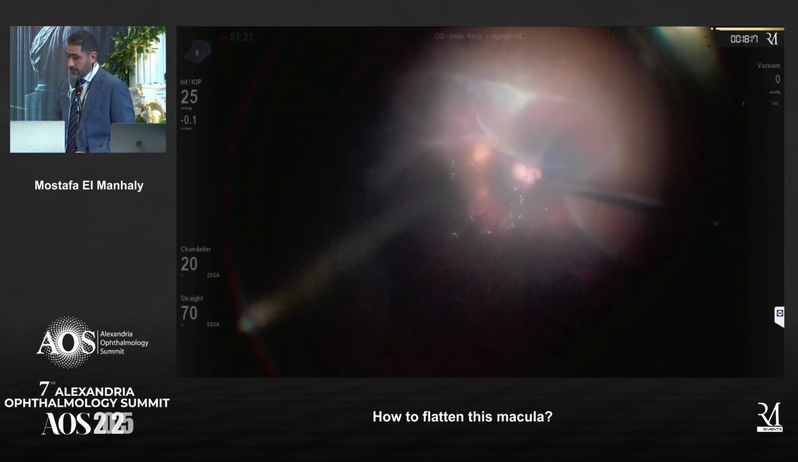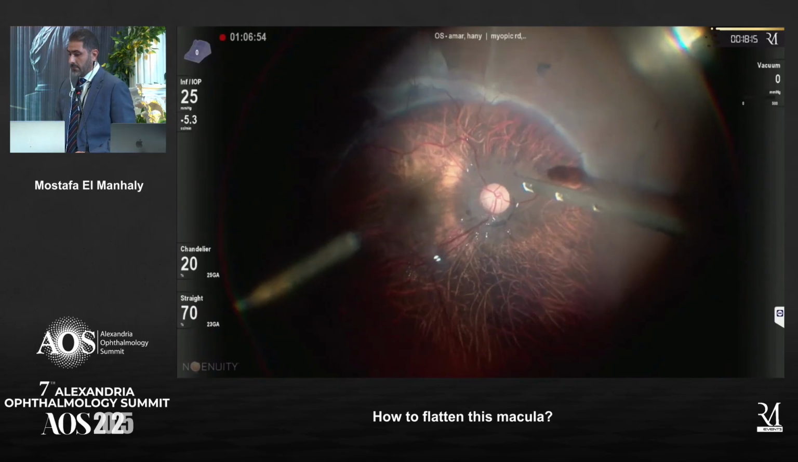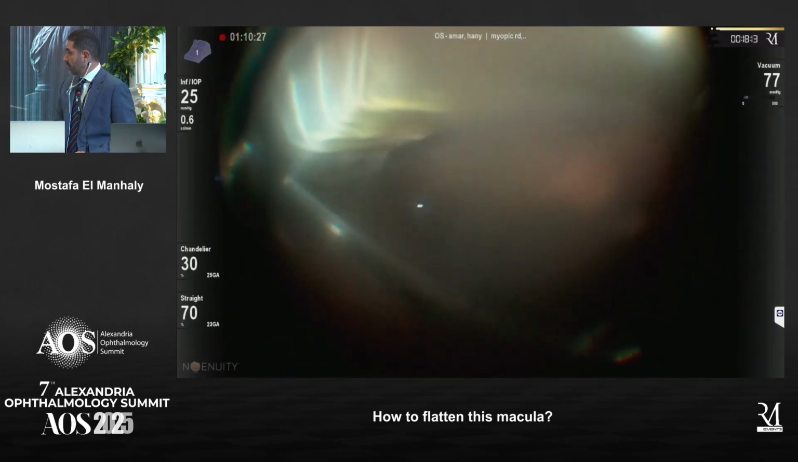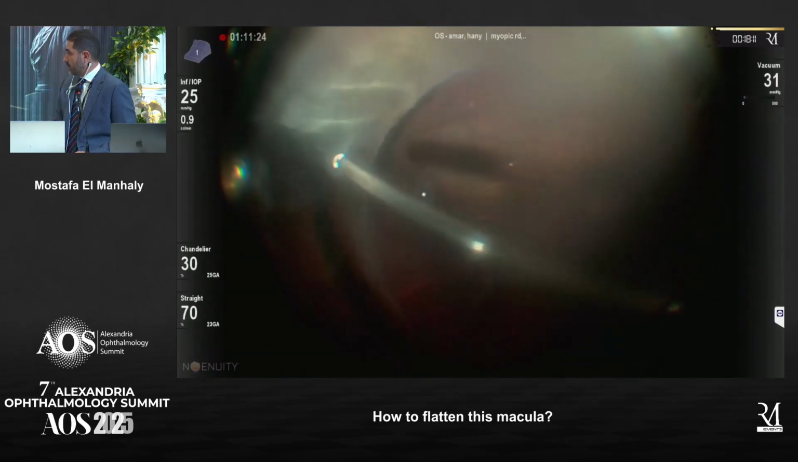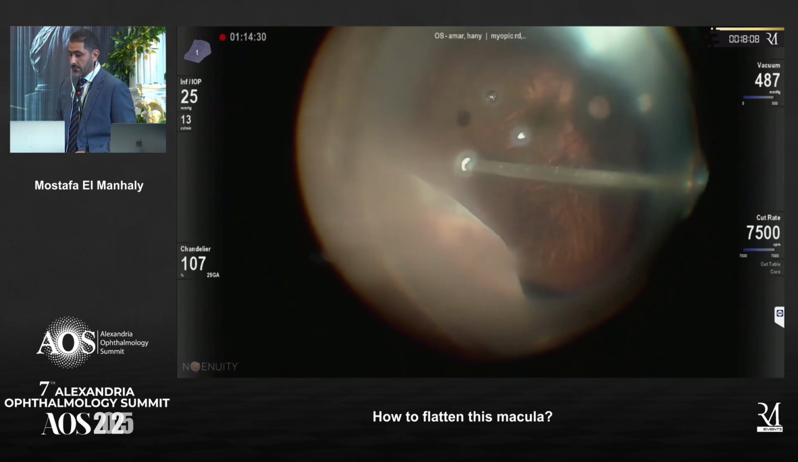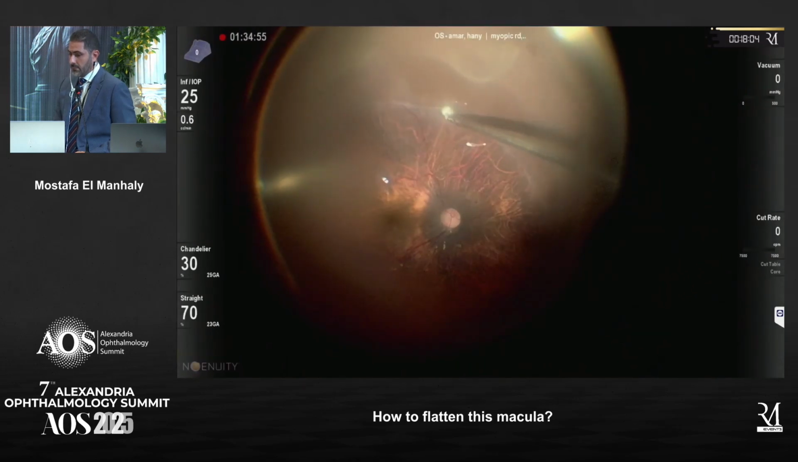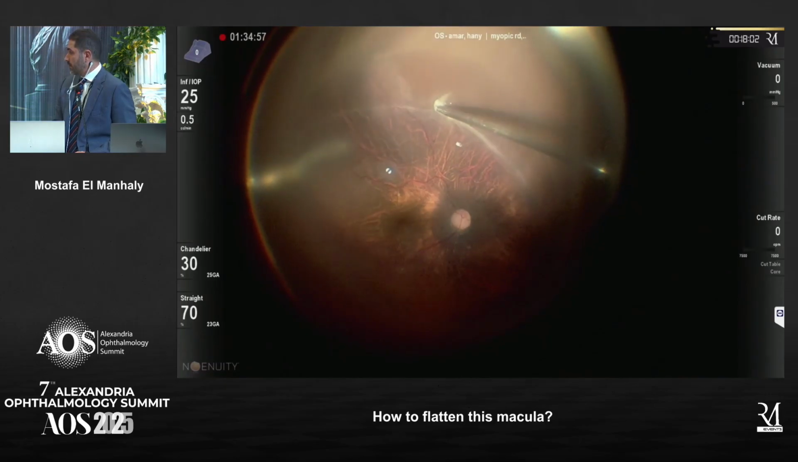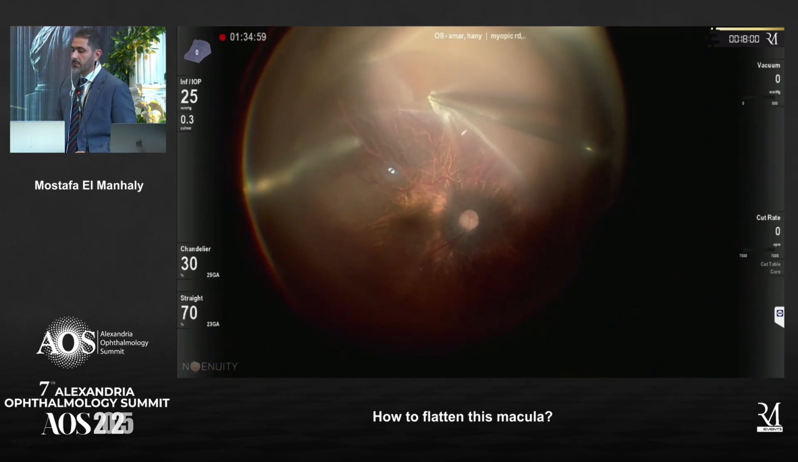But of course, if it's a chronic detachment, it's justified to peel the ILM, of course. Yes, I think as a protection for the fovea sparing technique, ILM peeling is the safest. And nowadays I'm following this technique in most of the cases.